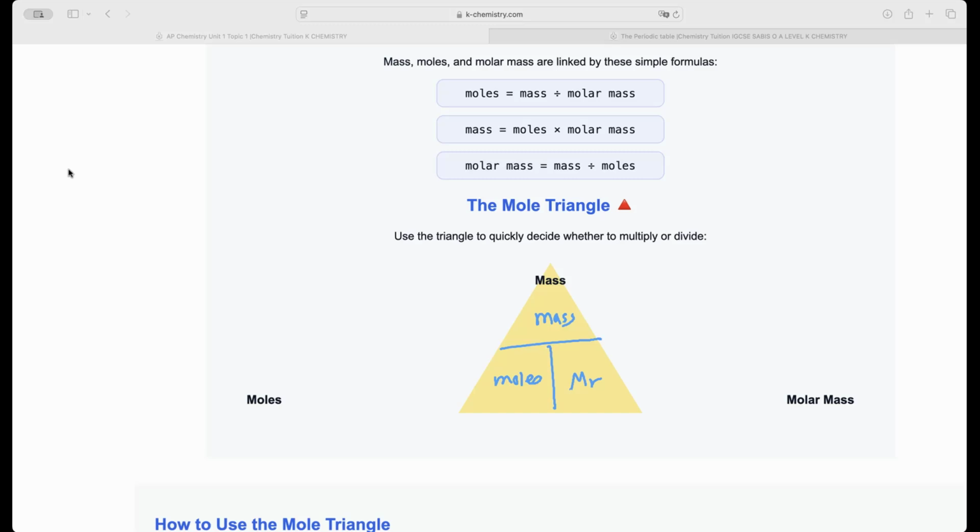If the mass is missing, I just multiply these two together. So mass is equal to moles by molar mass. If the moles are missing, we just divide this one by this one. So moles is equal to mass divided by the molar mass. If the molar mass is missing, how do I get it? It's equal to the mass divided by the moles. So this one divided by this one. Mass is equal to this one multiplied by this one. This is equal to this one over this one, and so on.